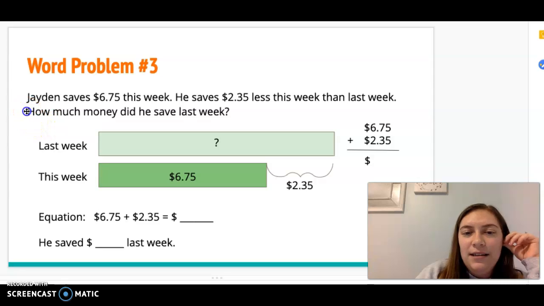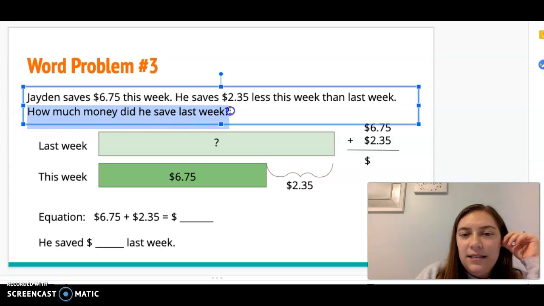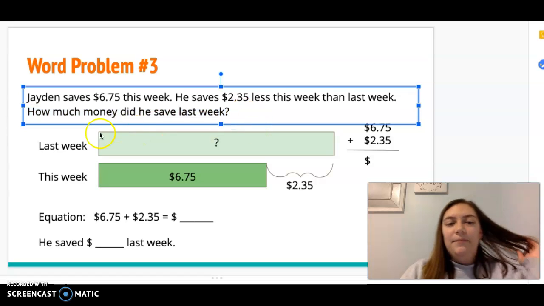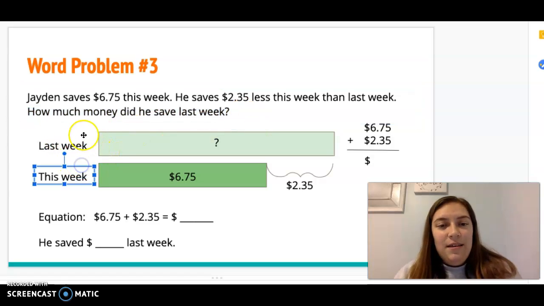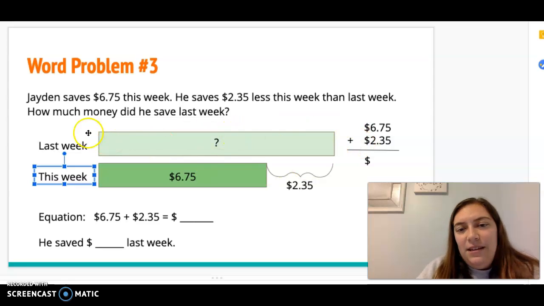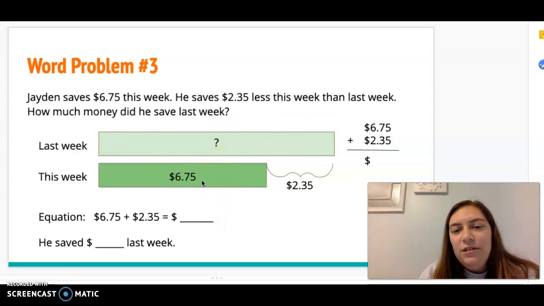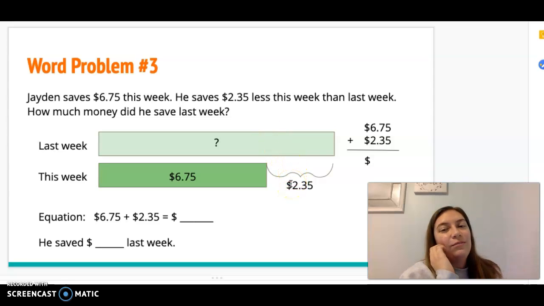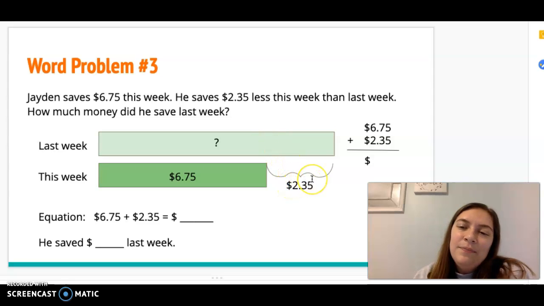How much money did he save last week? That is our question we need to know. So we need to find the answer to that. Last week is empty. We don't know. But we do know this week. And we do know that last week was $2.35 less than this week. Wait, no. Last week was $2.35 more than this week. So that's why I put that right there.